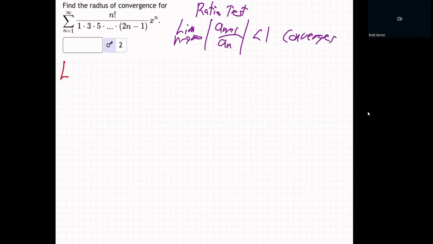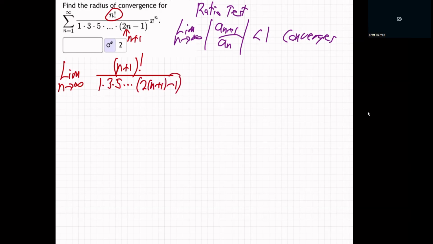So the limit as n goes to infinity. All right, so let's start. We're going to do a sub n plus 1. So plug in n plus 1 right there. Factorial, and the bottom 1 times 3 times 5, and so on. I'm going to plug in n plus 1 right there, so that'll be 2 times n plus 1 minus 1. And the x, I'll put up here on the top, x to the n plus 1. That's all that a sub n plus 1 is.